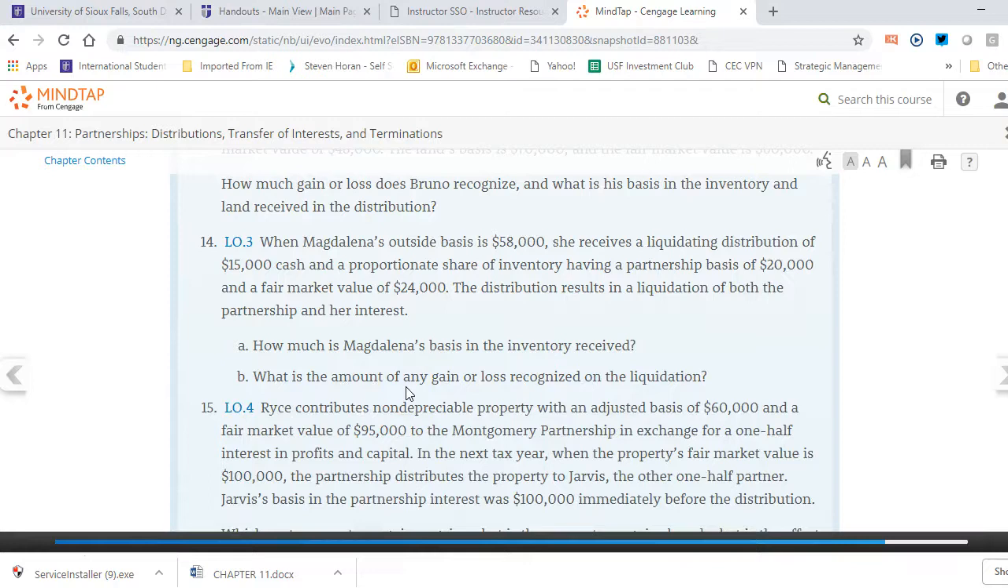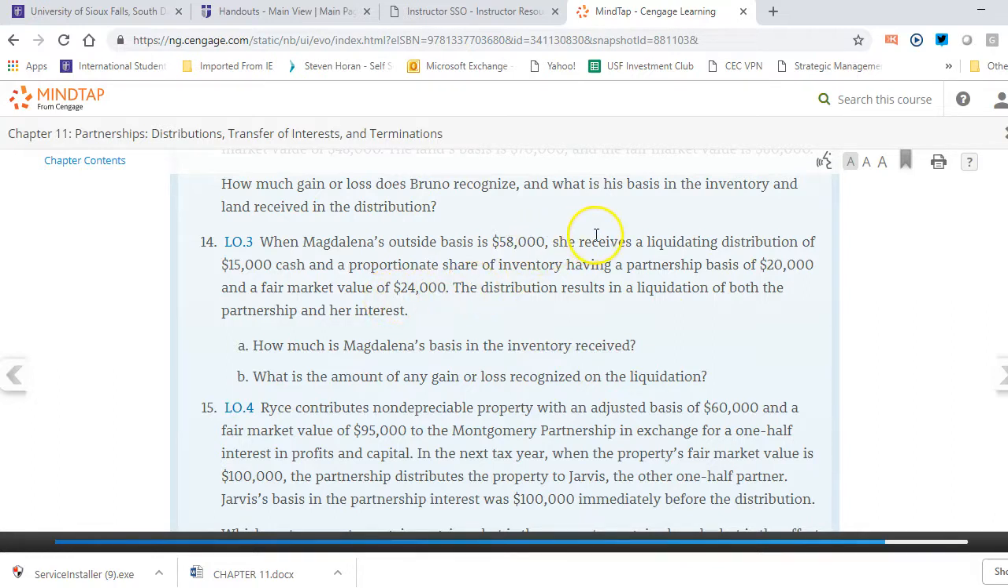Question 14, it says here that Magdalena's outside basis is 58. She receives a liquidating distribution of 15 cash and a proportionate share of inventory, having a partnership basis of 20 and a fair market value of 24. The distribution results in liquidation of both the partnership and her interest. How much is Magdalena's basis in the inventory received? And what is the amount of any gain or loss recognized on liquidation?